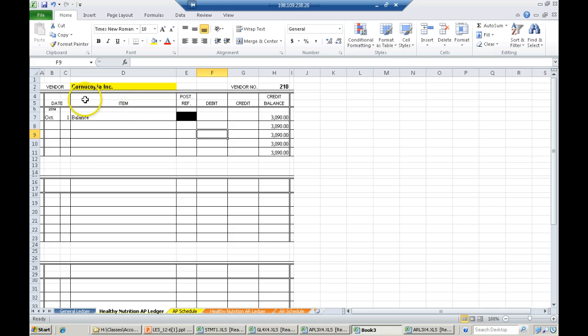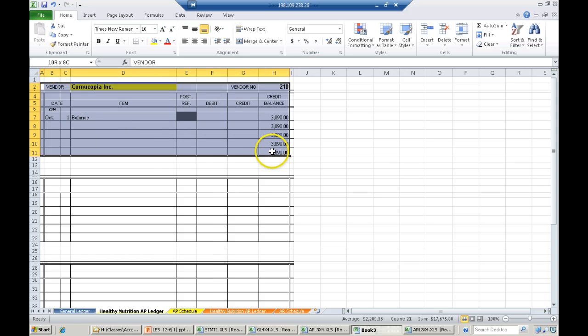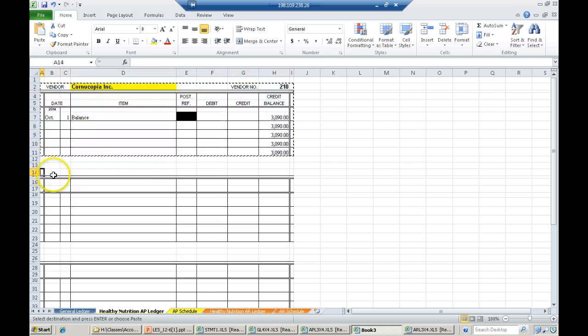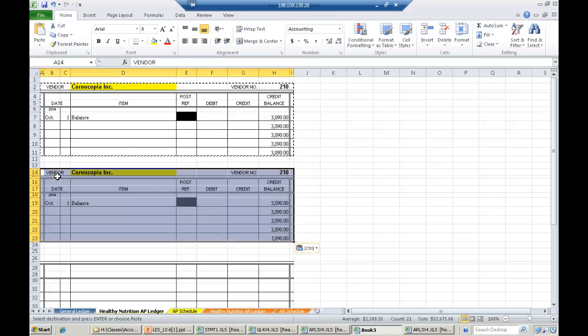Now we're going to try to make this real simple for us. We're going to try to copy and paste each of these ledger accounts so that we don't have to continuously format everything every single time. So let's select A2 through I11. Hit Control C. Come down to the line right above it, A14. Hit Control V as in Victor.